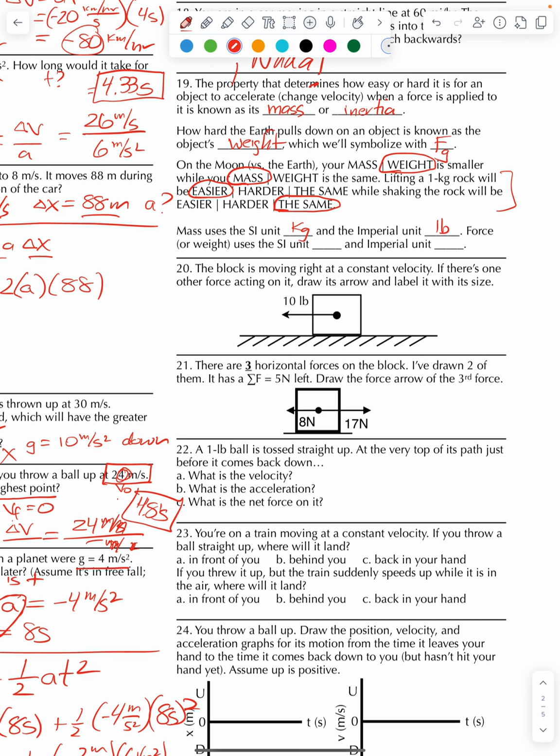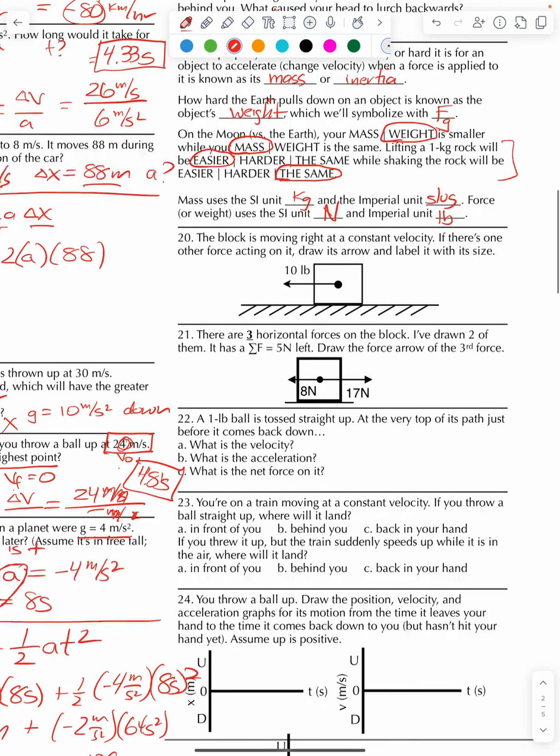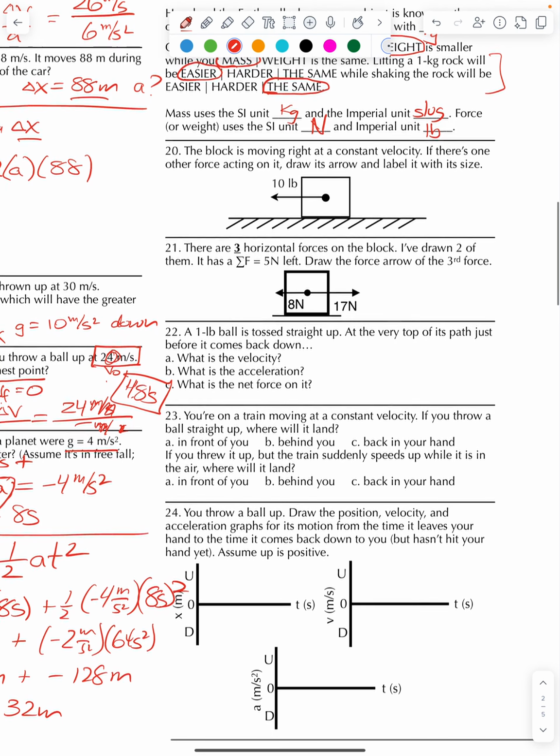Force, I'm sorry, I made a mistake because I was thinking whether I was going to write pound or lb, but neither was correct, right? The imperial unit of mass is that weird one, slug. My bad. Force or weight uses the SI unit of Newton, and the imperial unit of force is the pound. Okay. It's all going to come back to you, I hope.